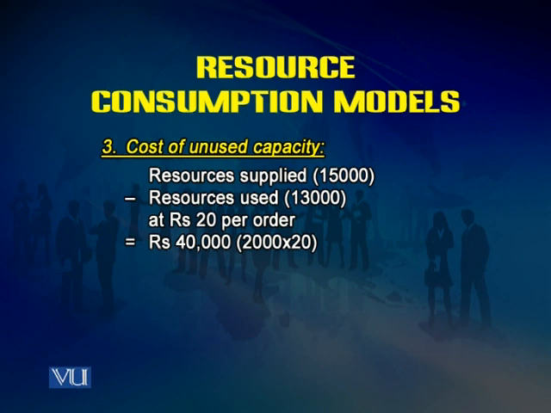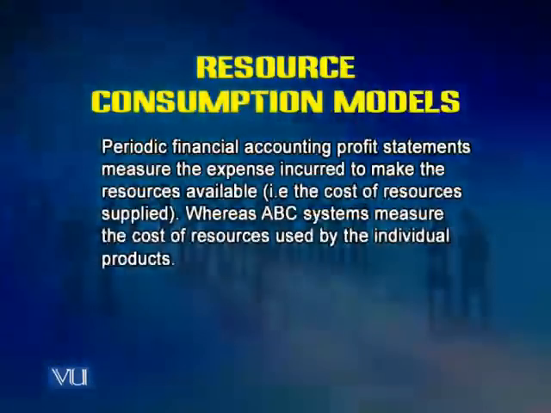Total supplied 15,000, estimated use is 13,000. So there are 2,000 processing order capacity which is unused. And we apply our cost driver rate of rupees 20. So we can see that the cost of the unused processing orders is rupees 40,000. Overall cost is 300,000. 260,000 is what we expect to use. The activity cost is going to be 260,000. And the unused capacity cost is going to be 40,000.